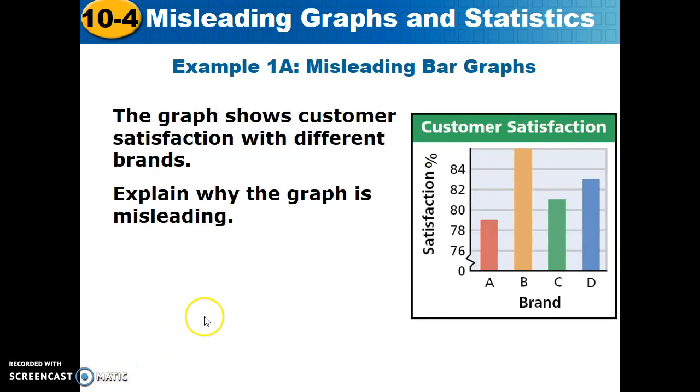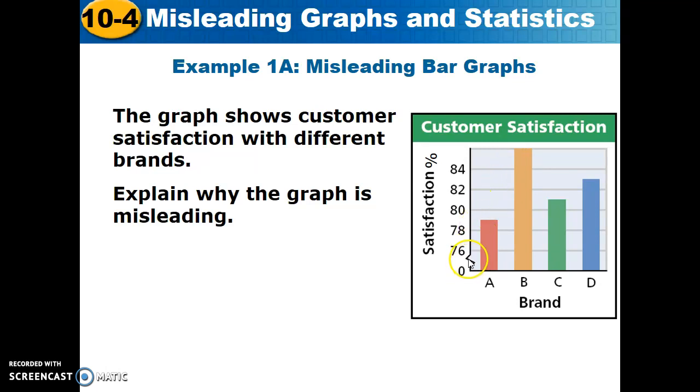If we look at this graph, for example, the trained eye might notice right away that there's a break in the graph. What we want to do is take a look at the scale. 76 goes up by 2, by 2, by 2, by 2. That seems to be okay. But what I see right off the bat is the fact that this is not 100%. This would be considered 86%. So we're not showing the full range.